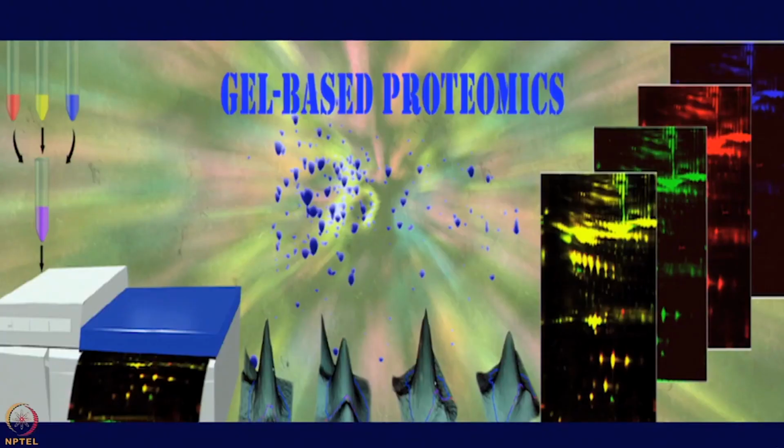So, gel based proteomics, as the image conveys, you can separate the proteins based on either only their molecular weight, which you do in the standard SDS-PAGE electrophoresis, or you can also separate them based on the isoelectric point in the isoelectric focusing units, or you can combine the two and then separate proteins in 2-dimensional, which is known as 2-dimensional electrophoresis, or you can make it more advanced.